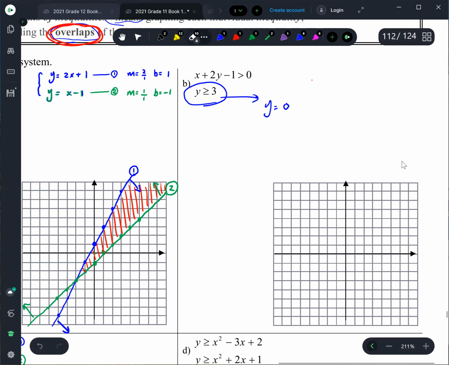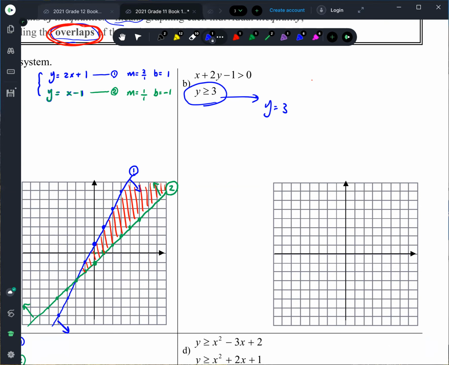Oh, not y equal to 0. Why do I put 0? y equals 3, right? You want to graph this one. How do you graph y equal to 3? Kat, how do you graph y equal to 3? Is it vertically? You draw a line. Okay, how do you draw that? Can you show it on the screen?